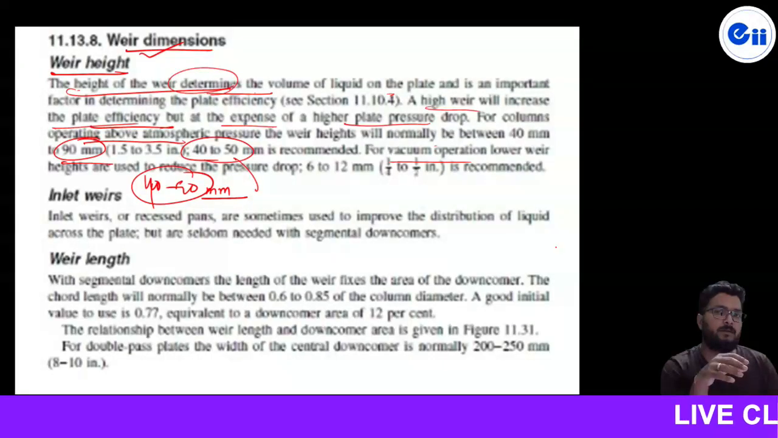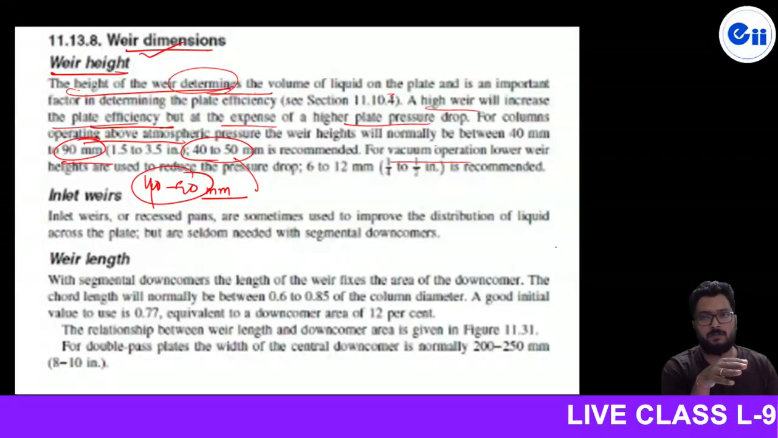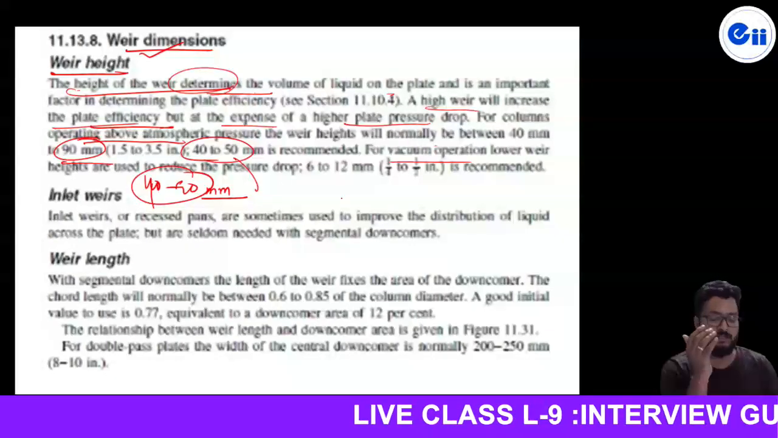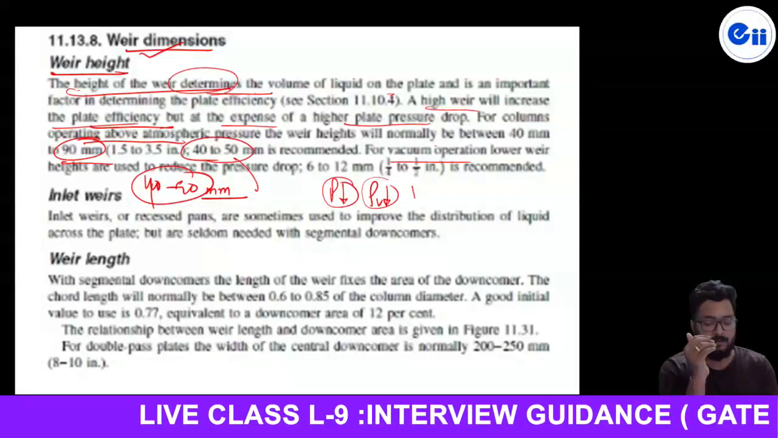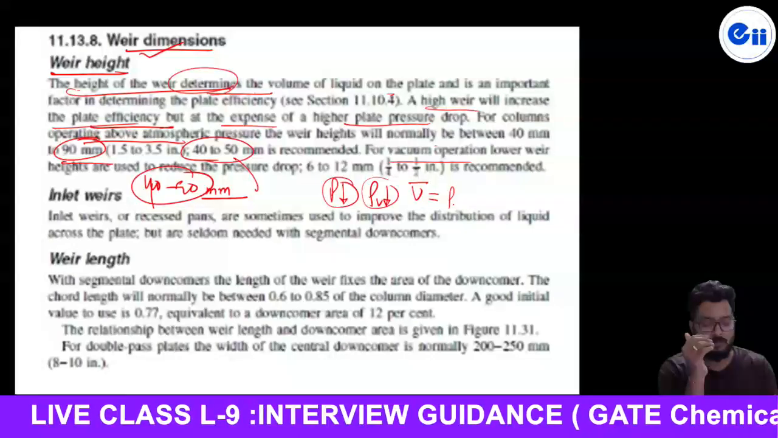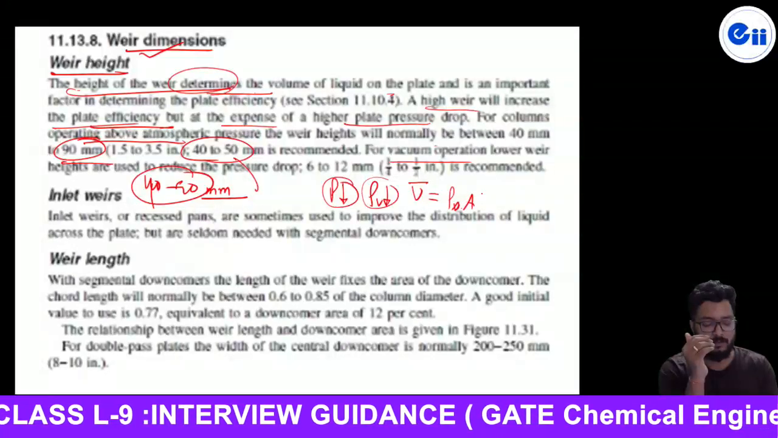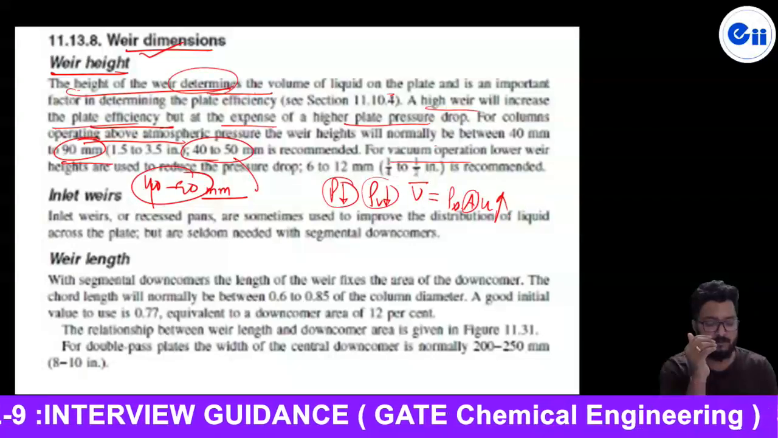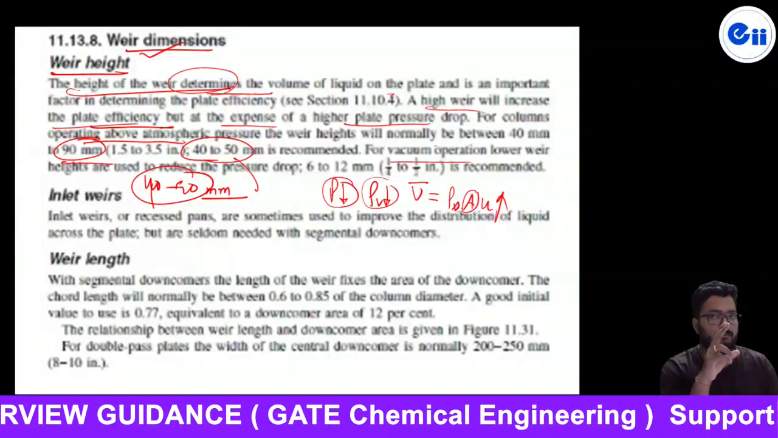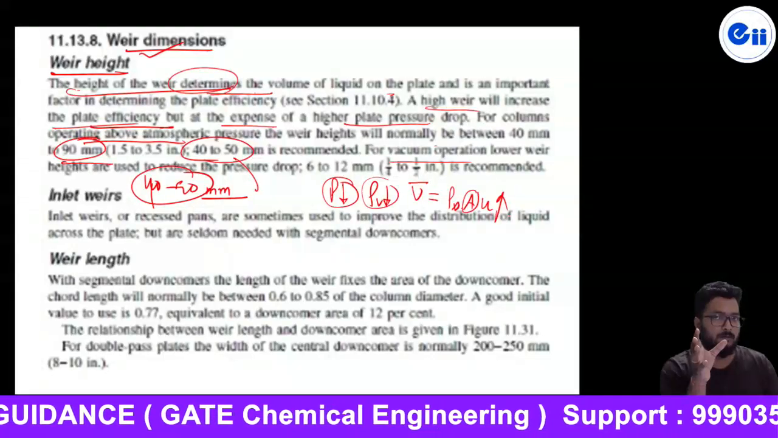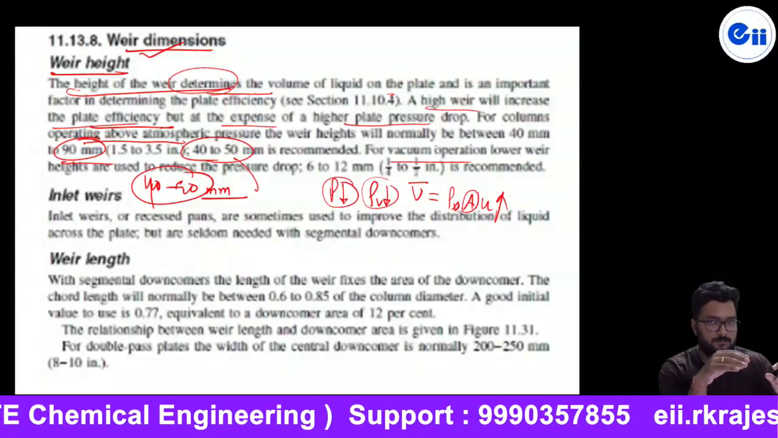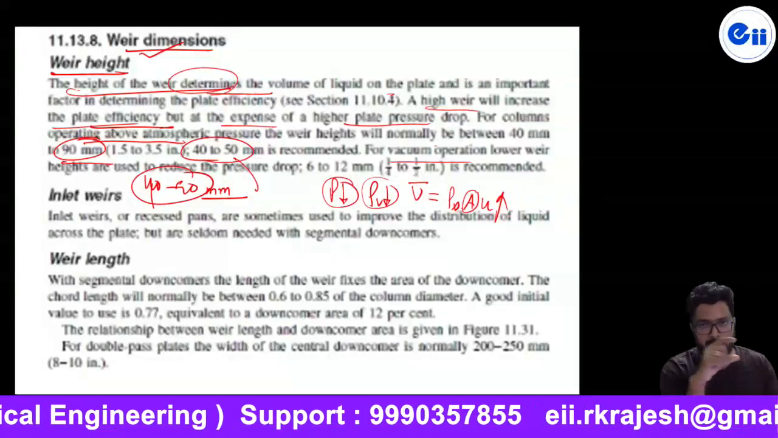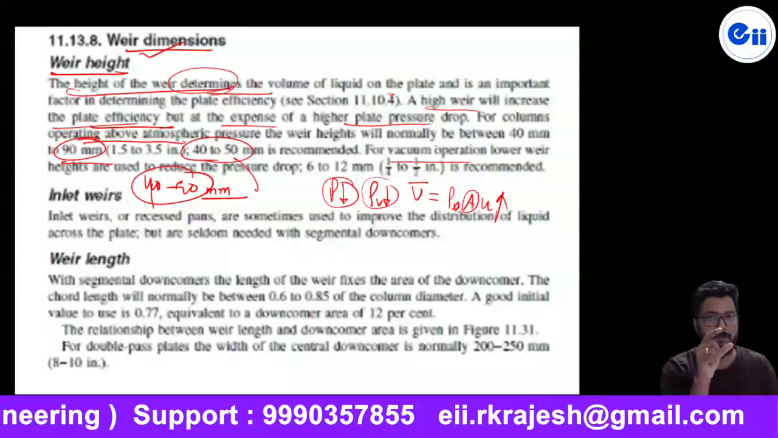Because when we operate our column at low pressure, then pressure drop will be more. If the pressure decreases, then density of vapor will also decrease, and for the same molar flow rate, for the same area, velocity will increase. If the velocity increases, then pressure drop will be more. To reduce the pressure drop, the best thing is to reduce the height of the weir, so that the head of liquid over the tray deck will be decreased.